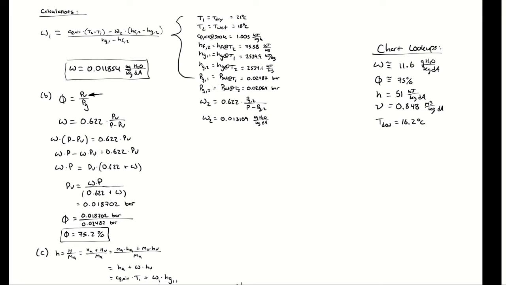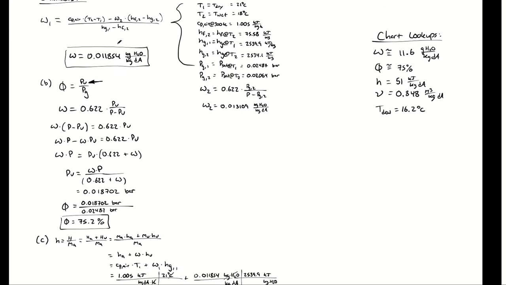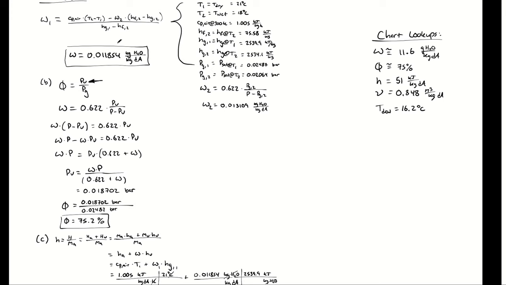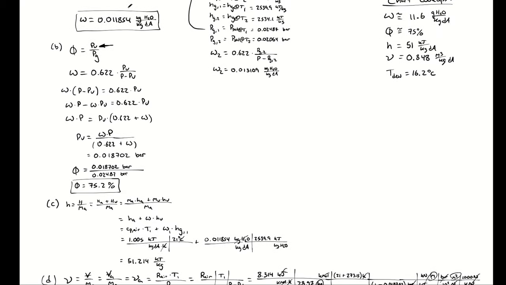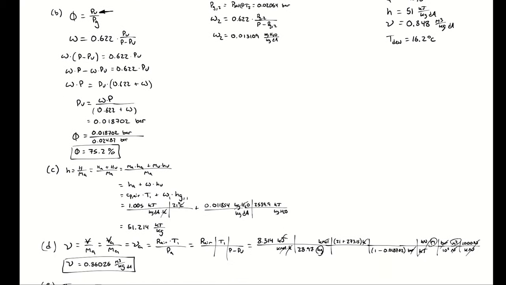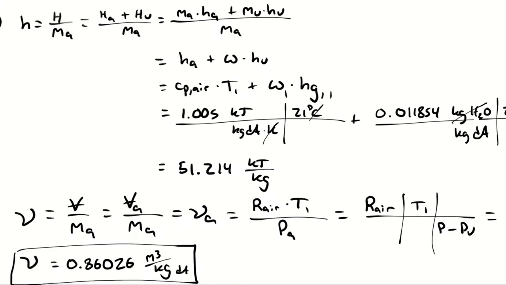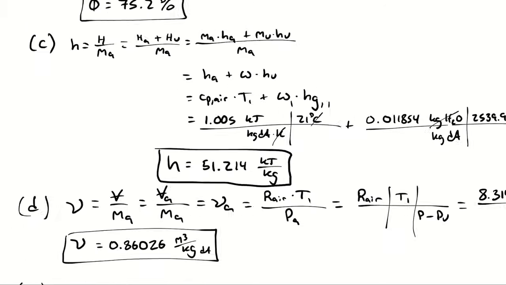So comparing and contrasting, I got 11.85 grams of water per kilogram of dry air using the calculation, and 11.6-ish using the chart. I had a relative humidity of 75.2% instead of 75-ish percent. I had a specific volume of 0.86 versus 0.848. A dew point temperature of 16.44 versus 16.2. And a specific enthalpy of 51.2 versus 51 on the nose.